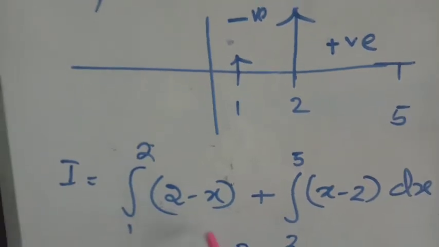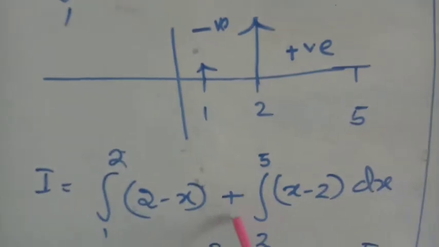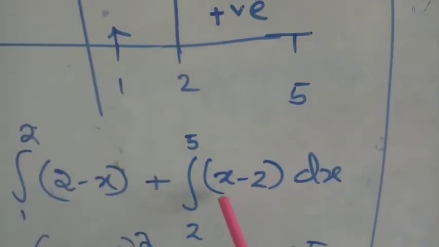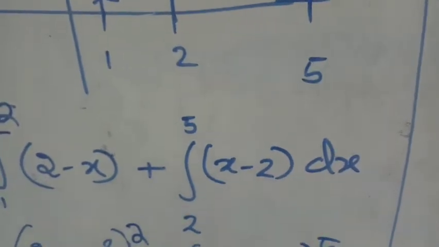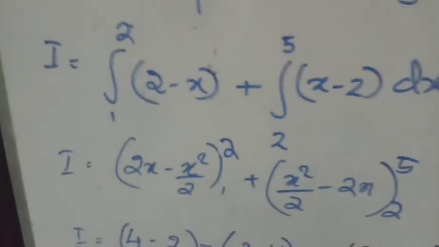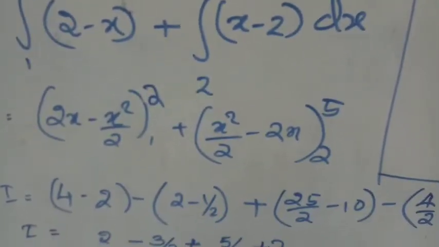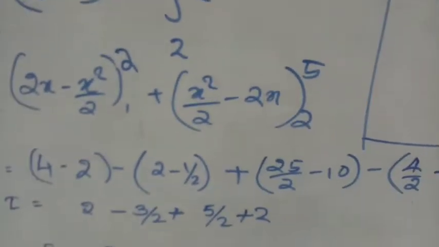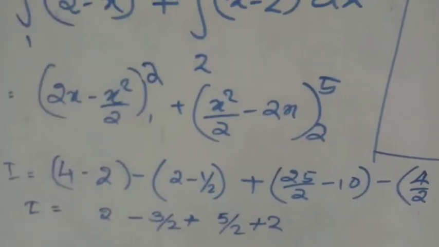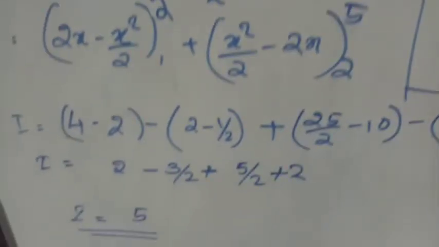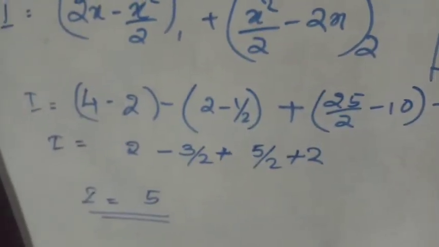That is, from 1 to 2, x minus 2 becomes 2 minus x, plus integral 2 to 5, mod of x minus 2 is the same as x minus 2. No need for that modulus symbol. And then integrate. The remaining portion is our usual process. Integrate 2x minus x square by 2, put the limit 1 to 2. X square by 2 minus 2x, put the limit 2 to 5. Simplifying, you will get 5.